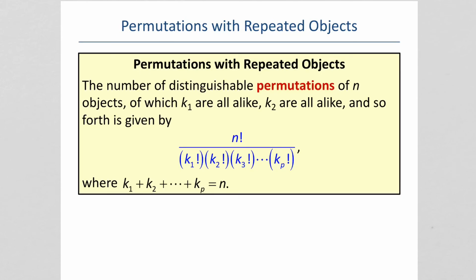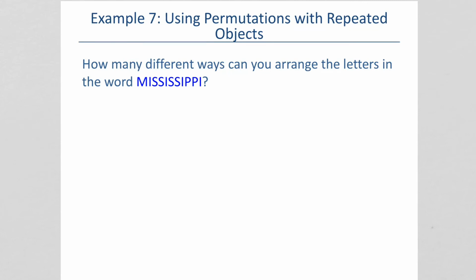Permutations with repeated objects. The number of distinguishable permutations of n objects, of which k sub 1 are alike, k sub 2 are alike, and so forth, is given by this: n factorial over k sub 1 factorial times k sub 2 factorial times k sub 3 factorial, and so on. To help you understand what this means, we'll look at an example.